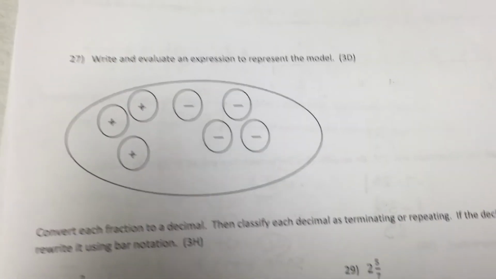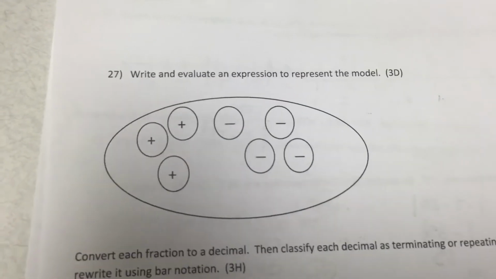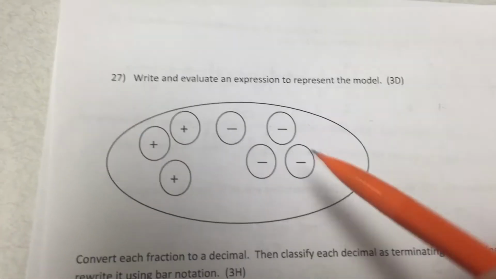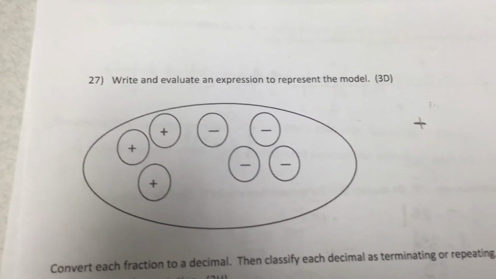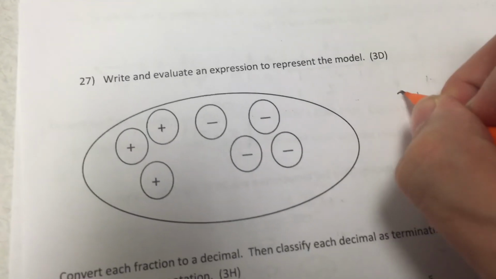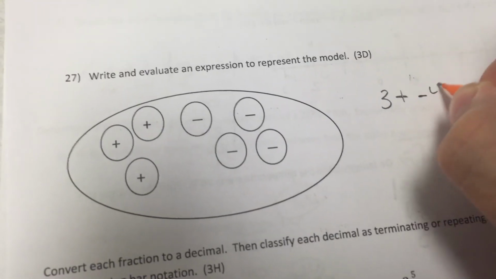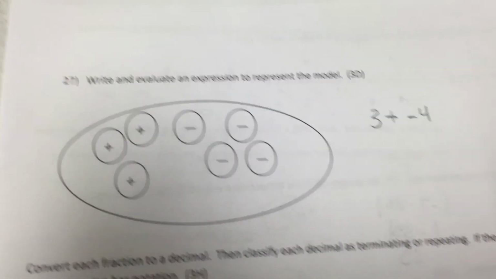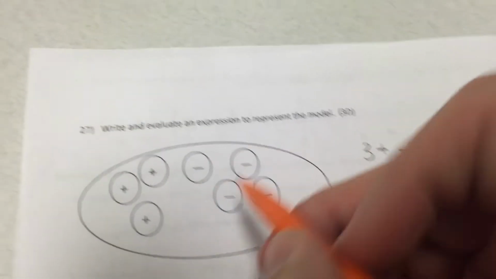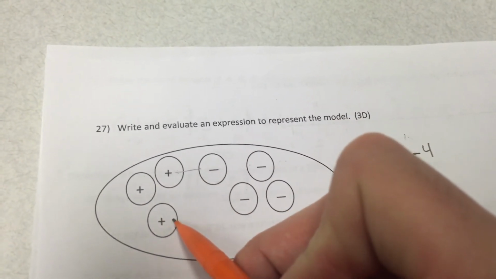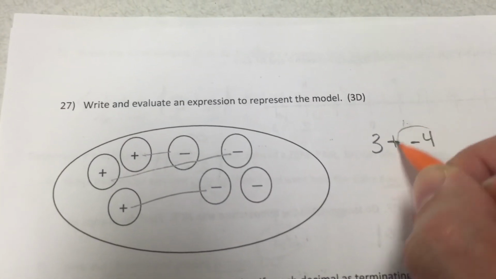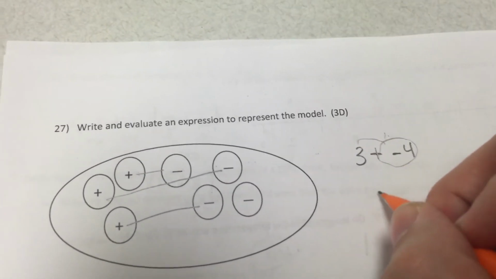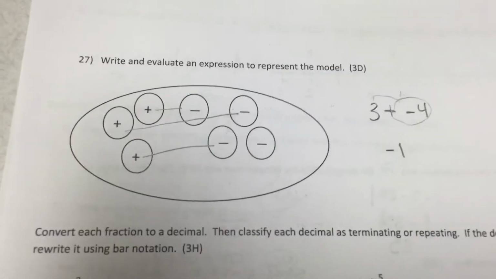On the last page, the first thing we have here is using the idea of our number chips. Write and evaluate an expression to represent the model. Well, I'm combining these two things, so that means that I'm adding, and I'm just going to look. I have 3 positive chips, and I have 4 negative chips. So if I have 3 positive and 4 negative, I could look over here. That is a 0 pair, that is a 0 pair, that is a 0 pair. And I can even look here. I have more negatives. 4 minus 3 is 1, so my answer is negative 1.